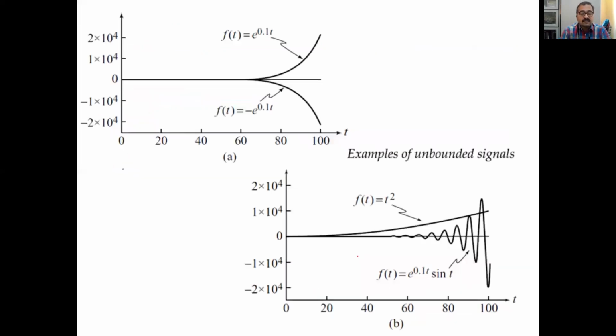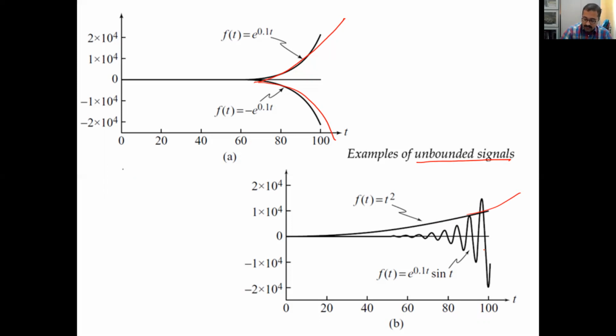What do you mean by unbounded signals? Unbounded signals are those which will grow, which will diverge as time tends to infinity. So e raised to 0.1t: when t equals infinity, e raised to 0.1 into infinity becomes infinity. Or minus e raised to 0.1t will become minus infinity. They are diverging, so such signals are examples of unbounded signals. Similarly, f of t equals t squared, quadratic in time, becomes infinity when t equals infinity.